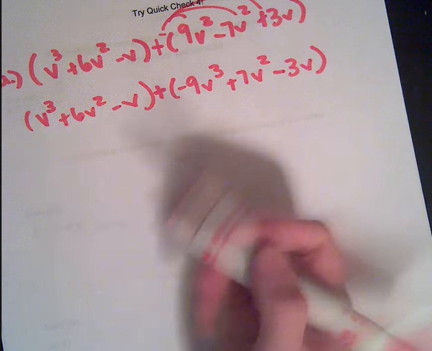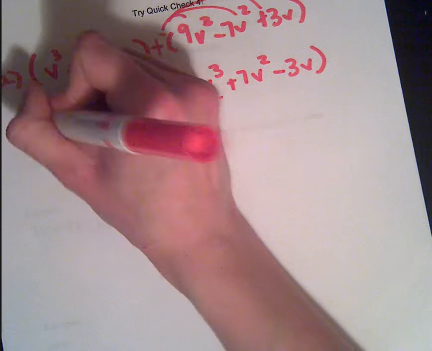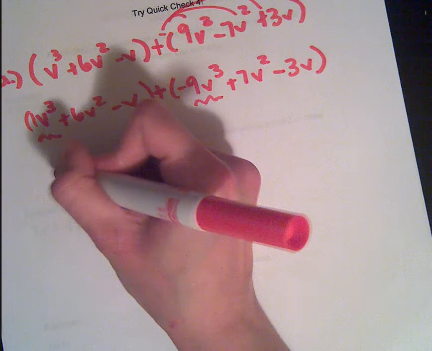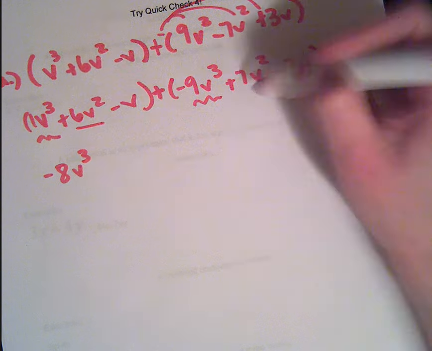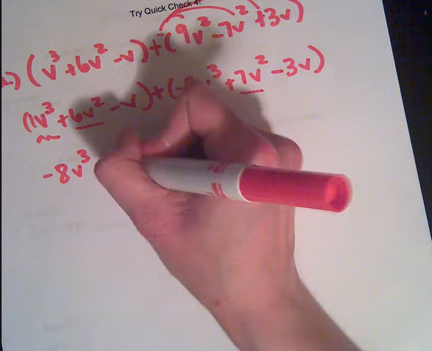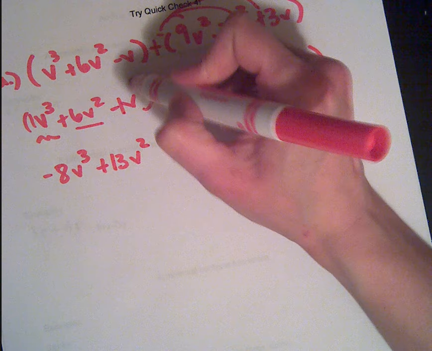So now I look for like terms. Here's my v to the thirds. So this is 1v to the third minus 9v to the third, which is negative 8v to the third. V squareds: 6v squared and 7v squared is going to end up being positive 13v squared. And then I've got a negative 1v and a negative 3v, so that's negative 4v.